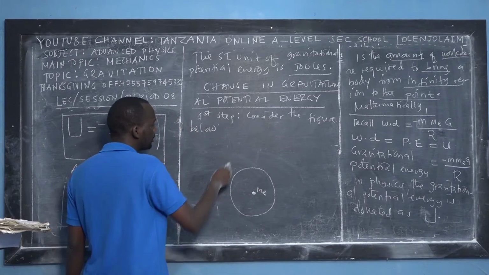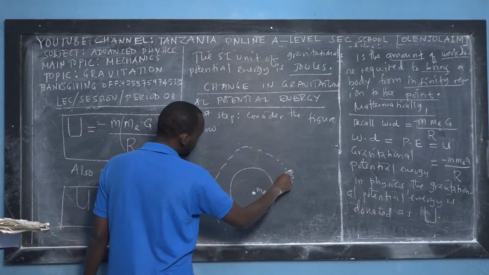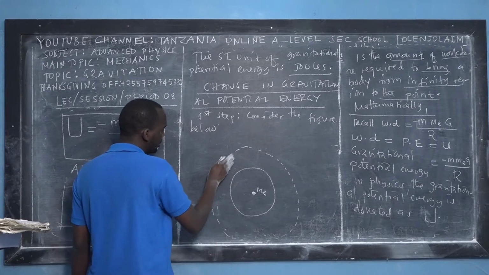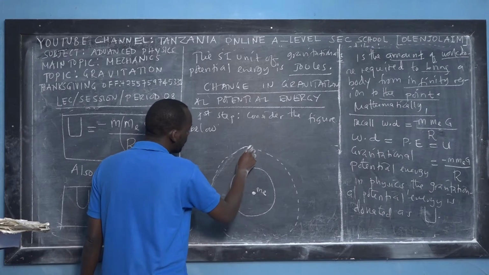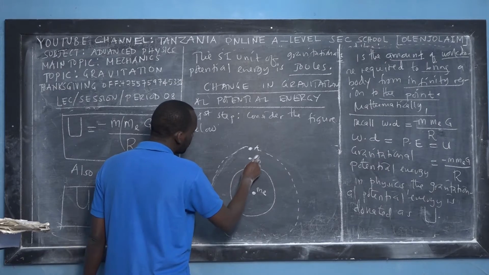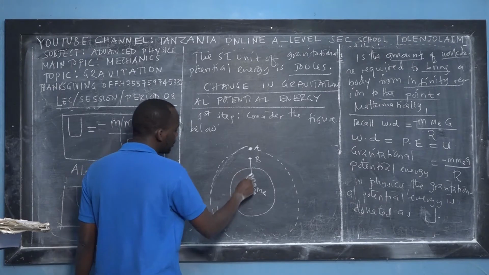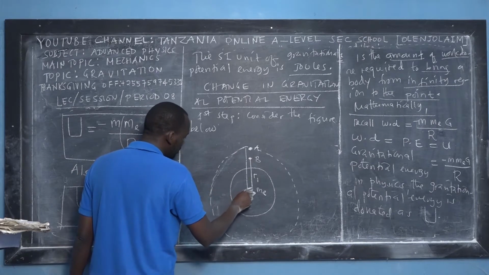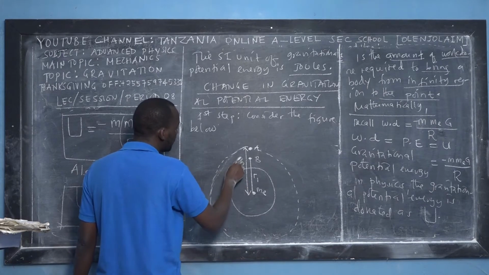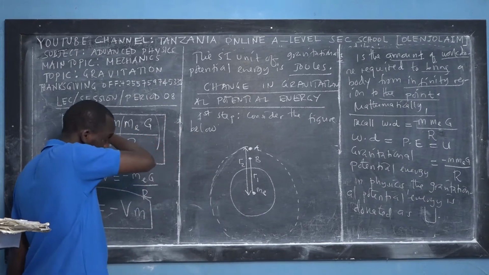Mass of the S, and this is the gravitational field of the S. Suppose that is the gravitational field of the S, and then we want to move the body from point A to point B. So here we have a certain distance, we call it R1. Here we have the total distance from the center of the S to point A, we call it R2.